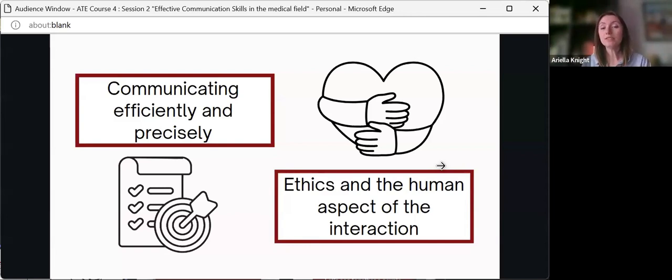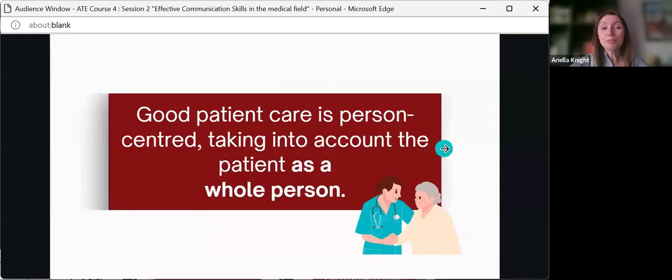Okay. There's also an element about ethics here. So there's a human aspect when doctors are talking to patients. It's not simply about announcing the diagnosis. It's about considering the person in front of you, considering their emotions, seeing how they might react, helping them digest what could be bad information, what could be stressful information. We'll be going into examples later, but it's the doctor who's responsible for that first piece of information to the patient. Maybe they have a chronic illness. The doctor is the one who has to break that news. Good patient care is person-centered, taking into account the patient as a whole person, not a disease, not a condition, but a whole person.